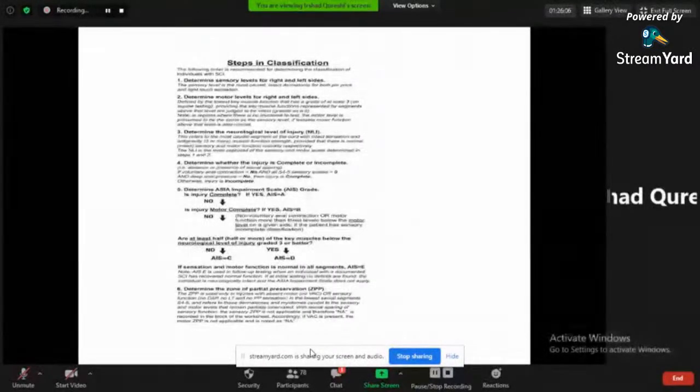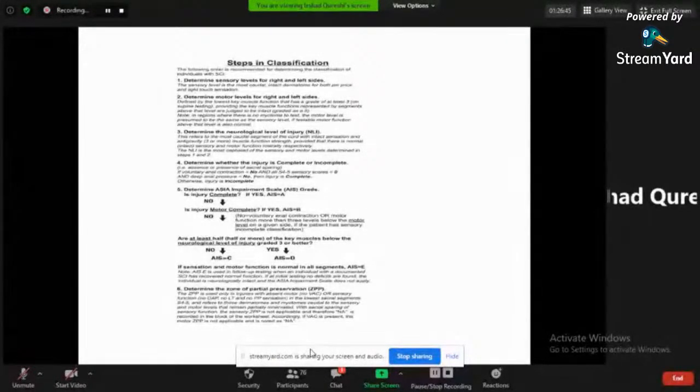This also provides steps of classification. It helps in determining the sensory level and the motor level. On the basis of this sensory and motor level determination, you can determine the neurological level. And once the neurological level has been defined, you can go ahead with the determination of partial or complete injury. If it is a complete injury, it should be mentioned as ASIA impairment scale A. If it is an incomplete injury, then it is going to be B, C, or D. B is sensory incomplete, and C and D are motor incomplete.